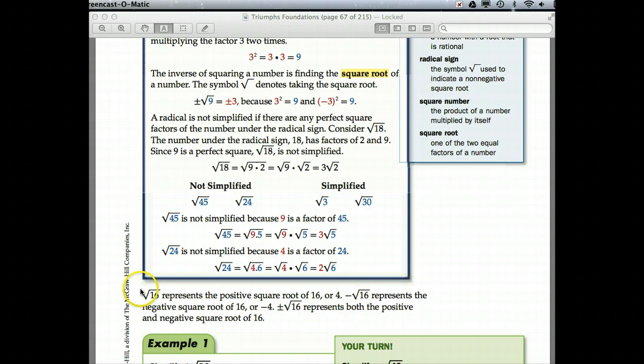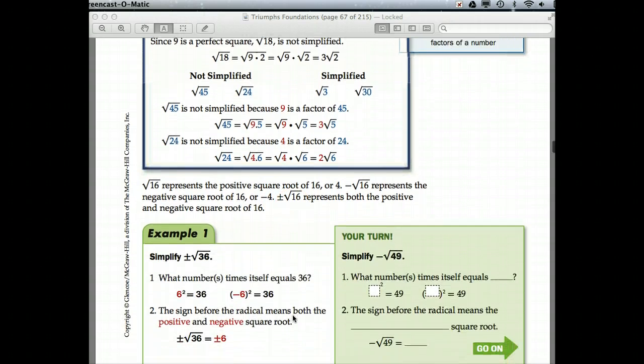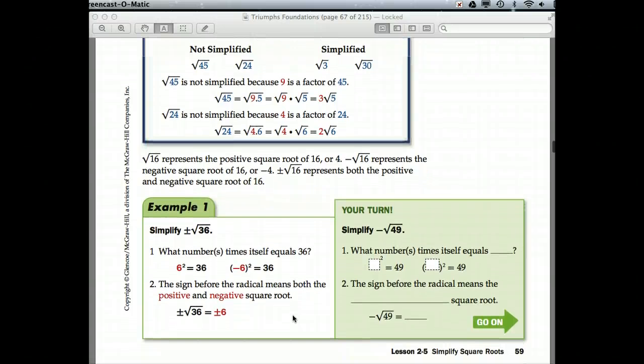So if you don't see any sign out front, it's just going to be the positive number. If you see only a negative out front, then your answer is going to be negative. Or if you see the plus minus, then when you give your answer, you're going to say plus or minus 4. So let's take a look at what that resembles.